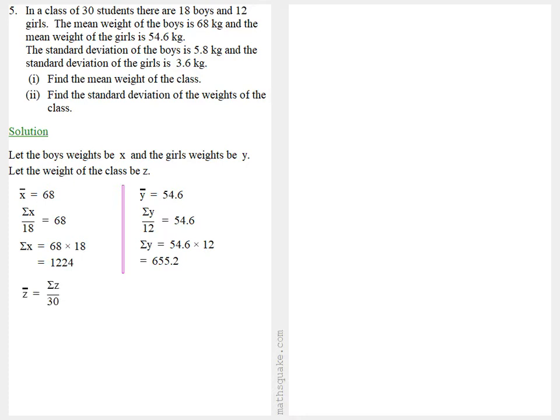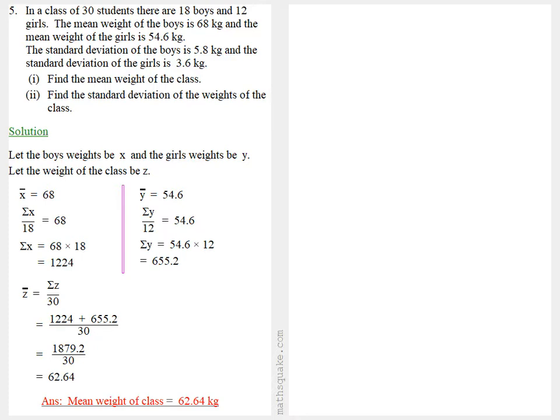Now, if we consider the whole class Z, we've got Z bar is equal to sigma Z over 30. The mean of the class marks is the sum of the class marks over 30. That is 1,224 plus 655.2 over 30, which works out at 1,875.2 over 30, or 62.64. So the mean weight of the class is 62.64 kg.